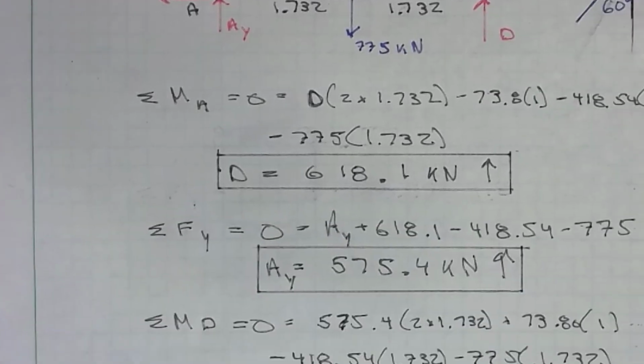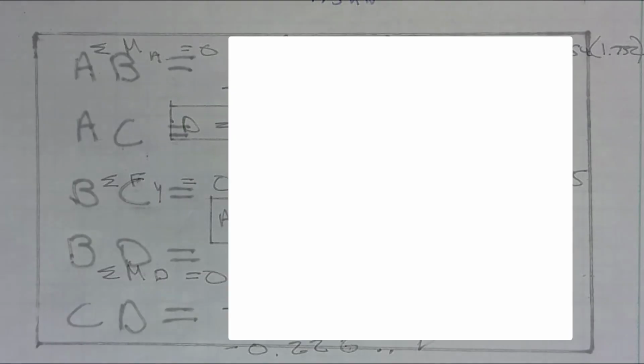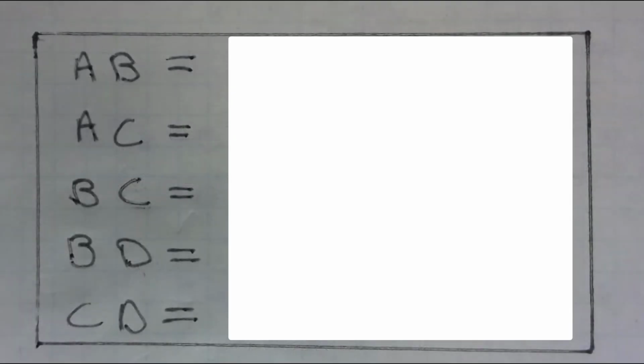Back to our check, the summation of moments about D should equal 0, and it gets really, really close, which, if we round everything to whole numbers, it would, so that worked out well and therefore checks. The next thing we want to do is identify what we need to solve for. We want to solve for the forces in members AB, AC, BC, BD, and CD.